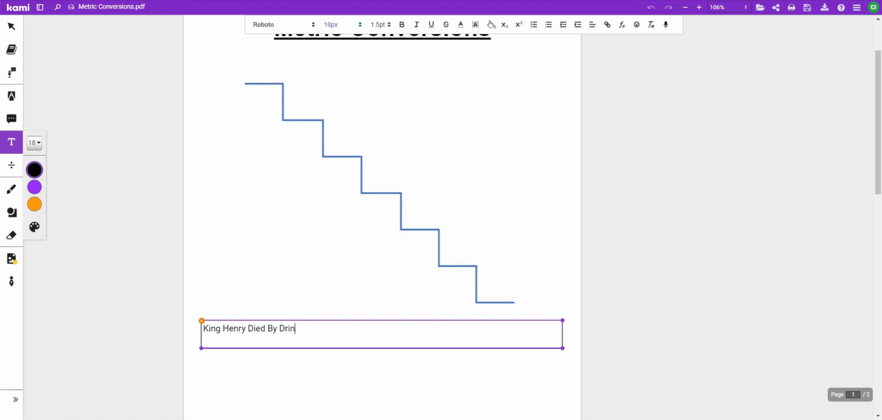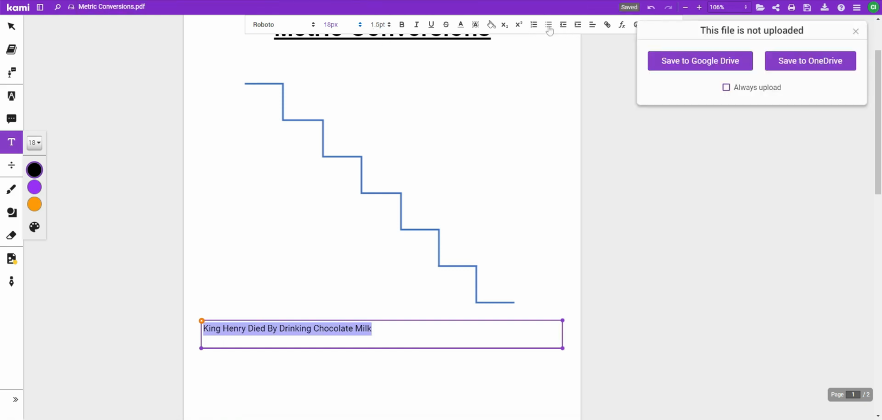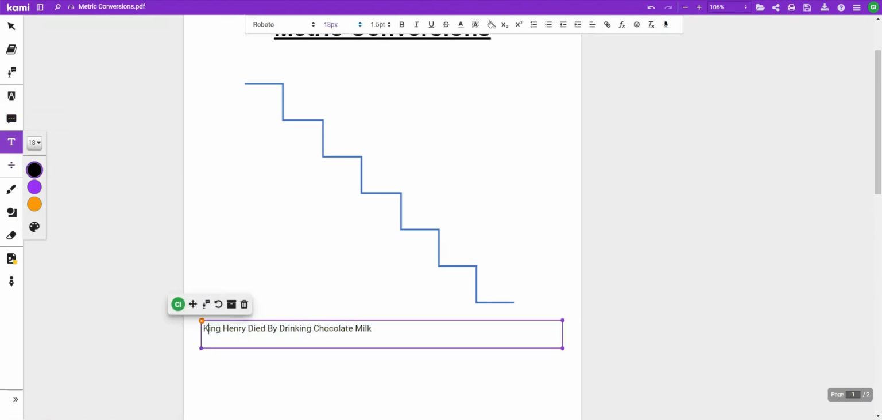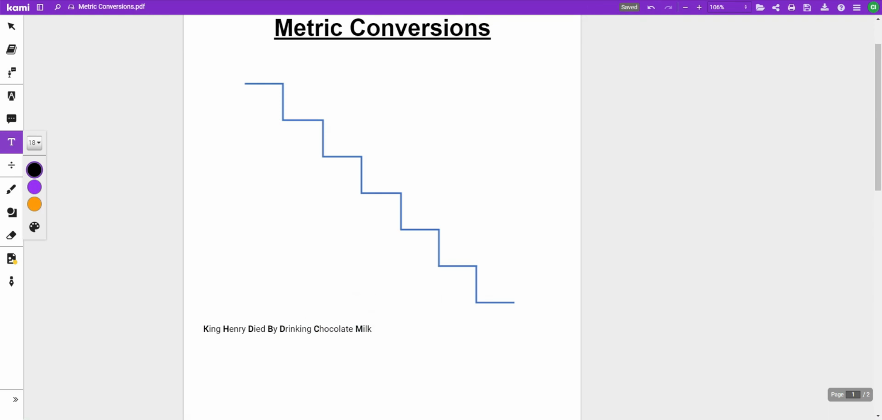died by drinking chocolate milk. Okay, now you are welcome to come up with your own in order to remember what goes on each of these steps, but you don't have to. You can use this one. This is going to tell you what goes on each step on this metric staircase, or at least the first letter of what prefix is going to go on each step. So, King Henry died by drinking chocolate milk is what you can remember.